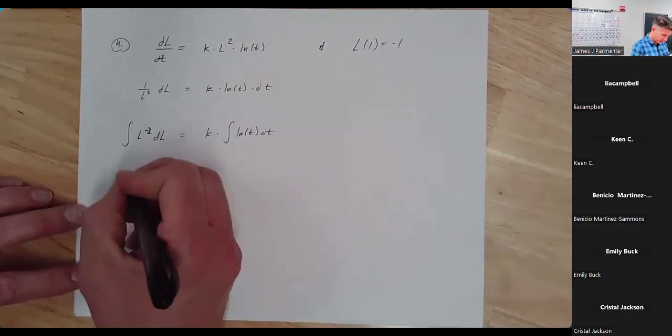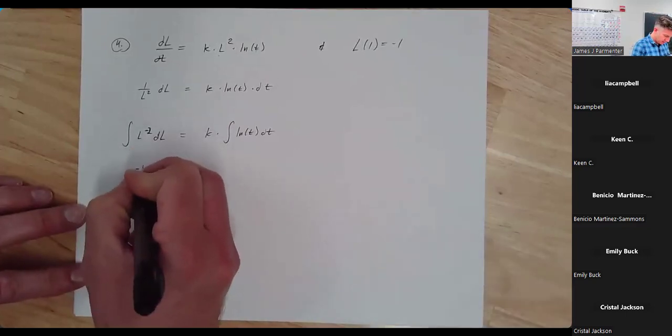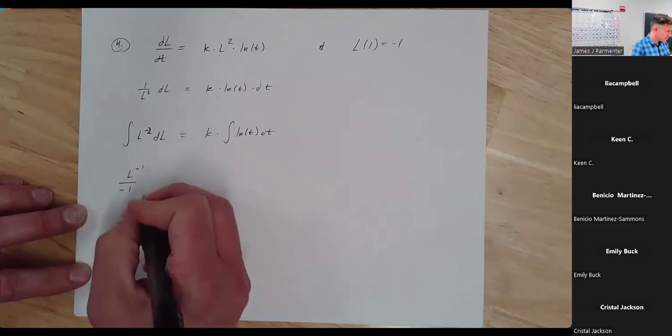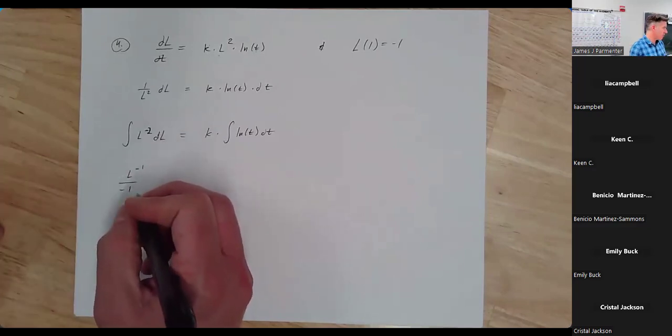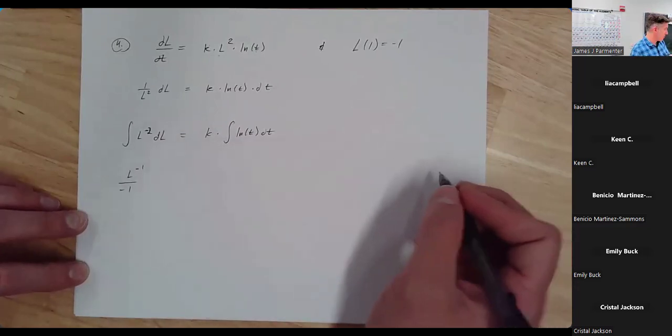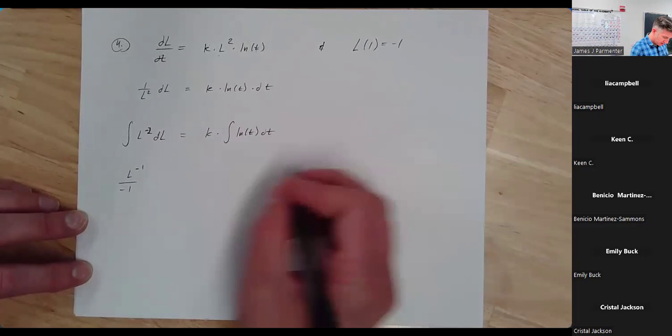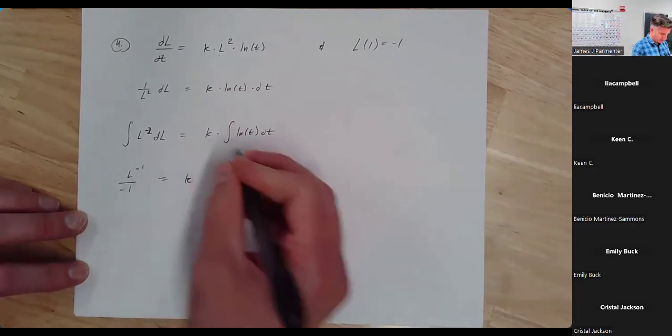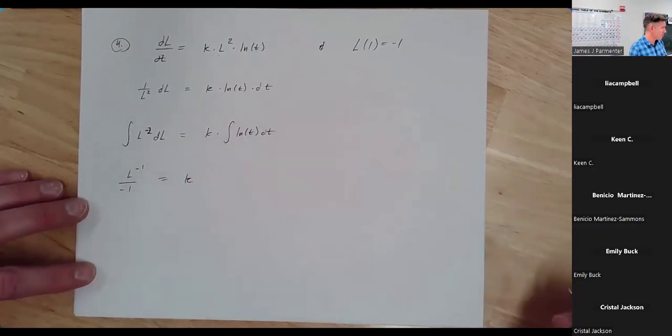And the antiderivative over here is going to be L to the -1 divided by -1, which we're eventually going to write as -1 over L. And we're going to put the plus C on the other side. We don't want to put it on the left-hand side. We want to put it on the right-hand side. On the right-hand side, the integral of the natural log of T, we have to do integration by parts.